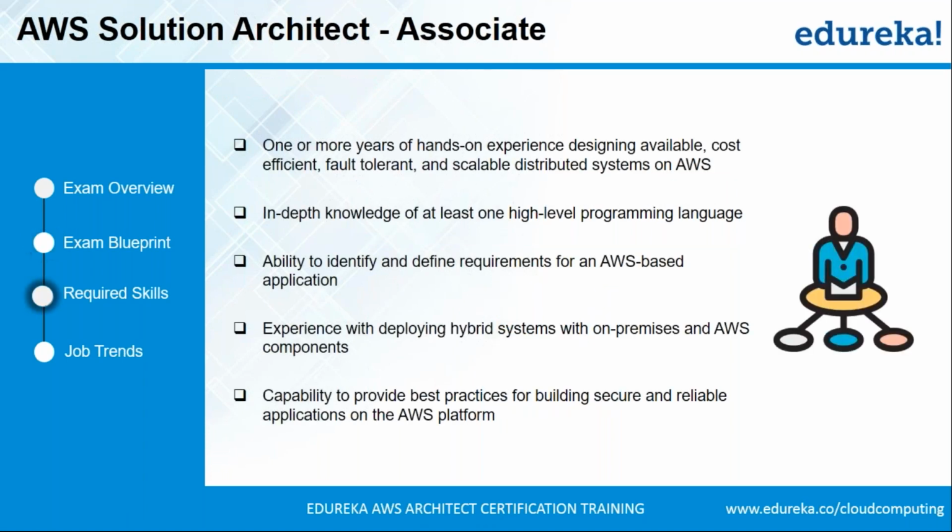So this was the blueprint, guys. Then comes the required skills. So what skills do you require if you want to become a solutions architect? Basically, you should have one or more years of hands-on experience designing available and cost-efficient fault-tolerant systems on AWS. So don't worry, guys, this is the requirement that AWS expects from you. AWS expects that you'd be able to learn AWS when you have hands-on experience. But since you are attending this training session, we'll be briefing you quickly, and we'll be giving you live projects that you'll be doing, and it'll be equivalent to you having 1 or 2 years of experience on AWS.